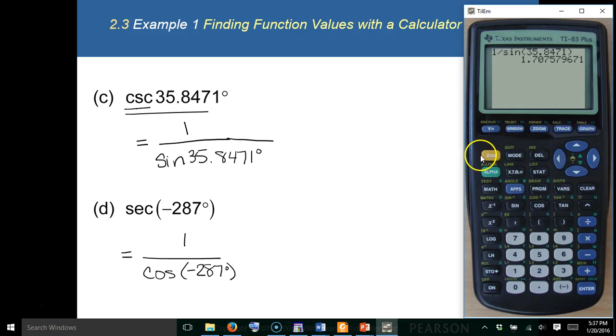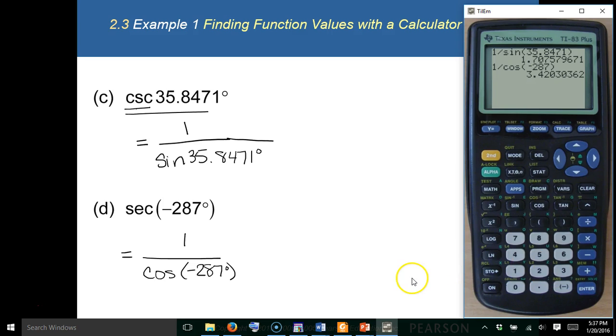We're going to say 1 divided by cosine of negative 287 degrees. Hit enter, and there is your value for secant of negative 287 degrees. So that is how you do finding function values using your calculator.